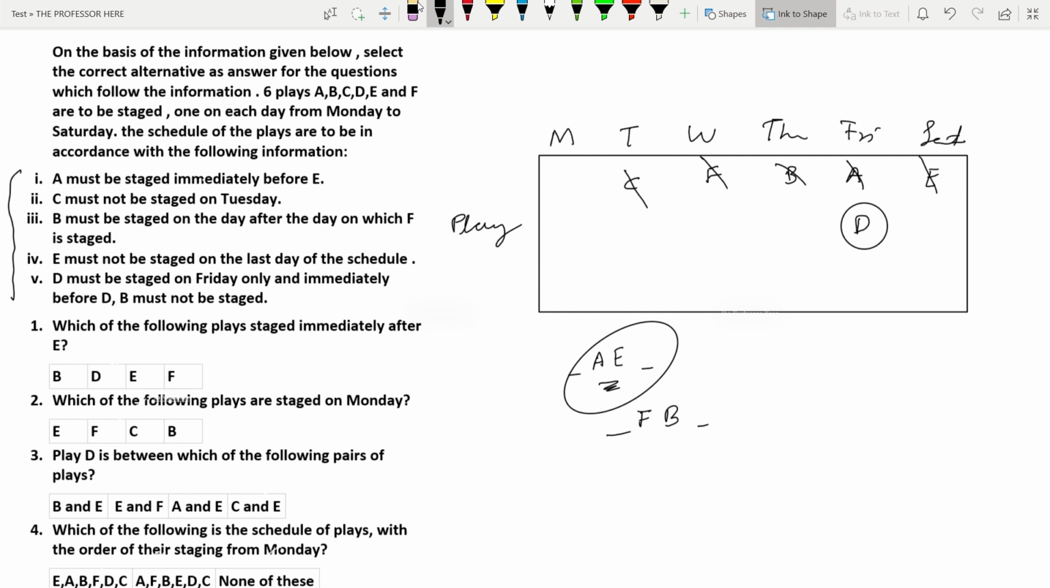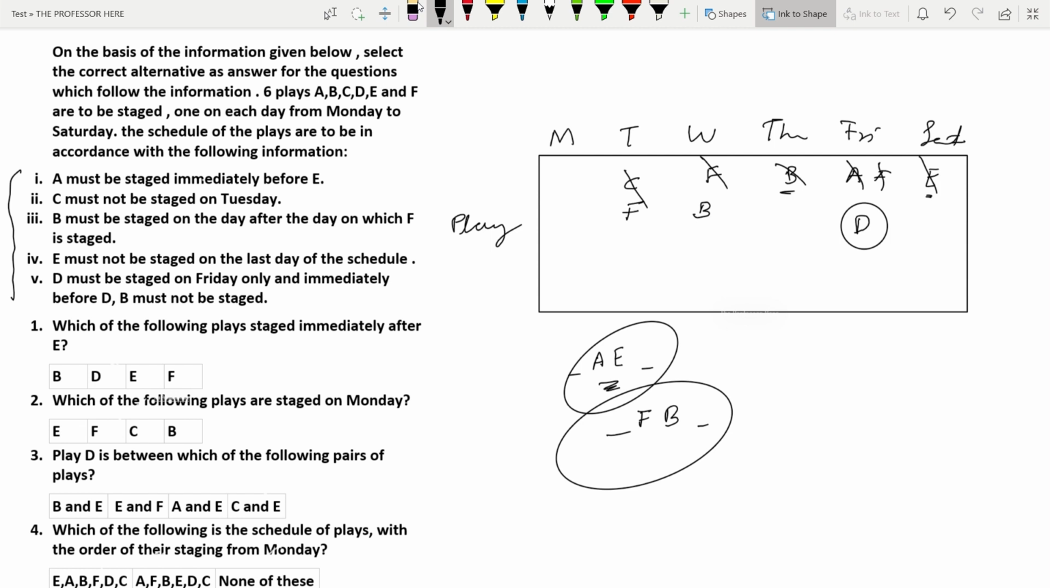So what is the next step? So let's take FB first. We know that B cannot take place on Thursday and we know that B cannot take place on Saturday, because if B is here then F should be on Friday, which is not possible. So now we have only 2 options left, either Tuesday or Wednesday. Let's look if we can conduct B on Wednesday. So B is here, which means F should be here.